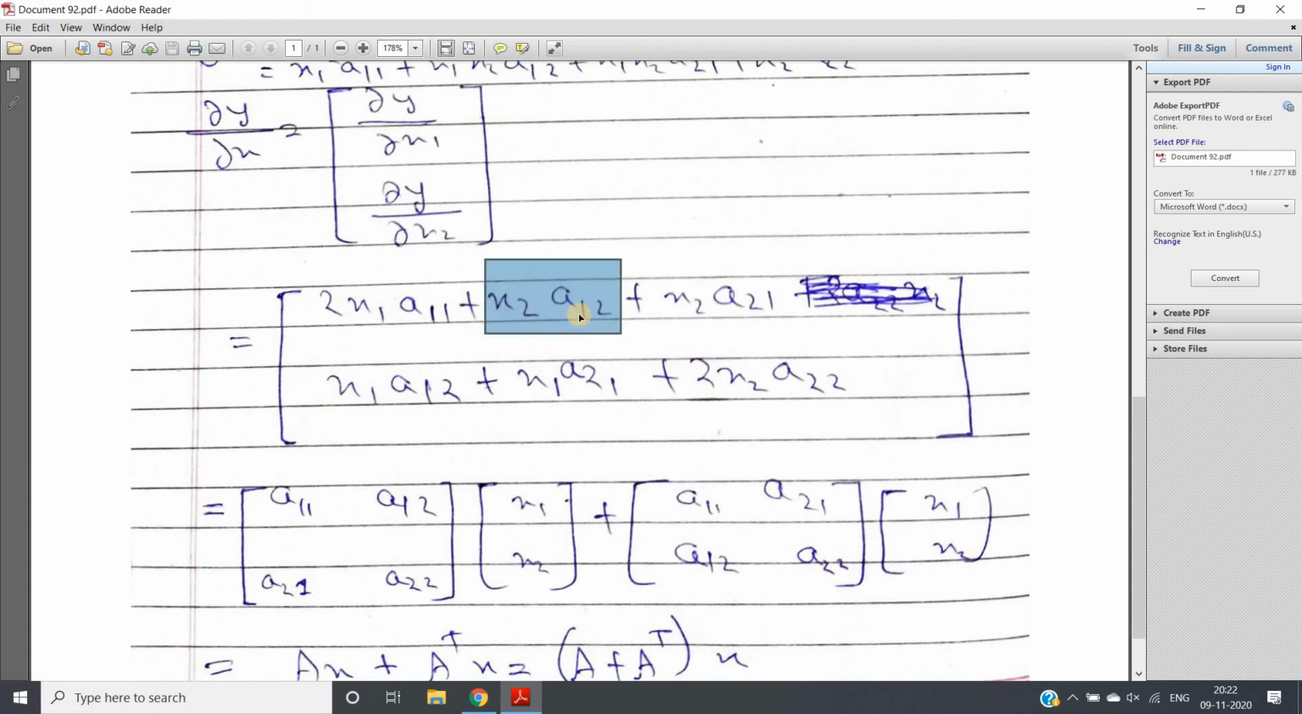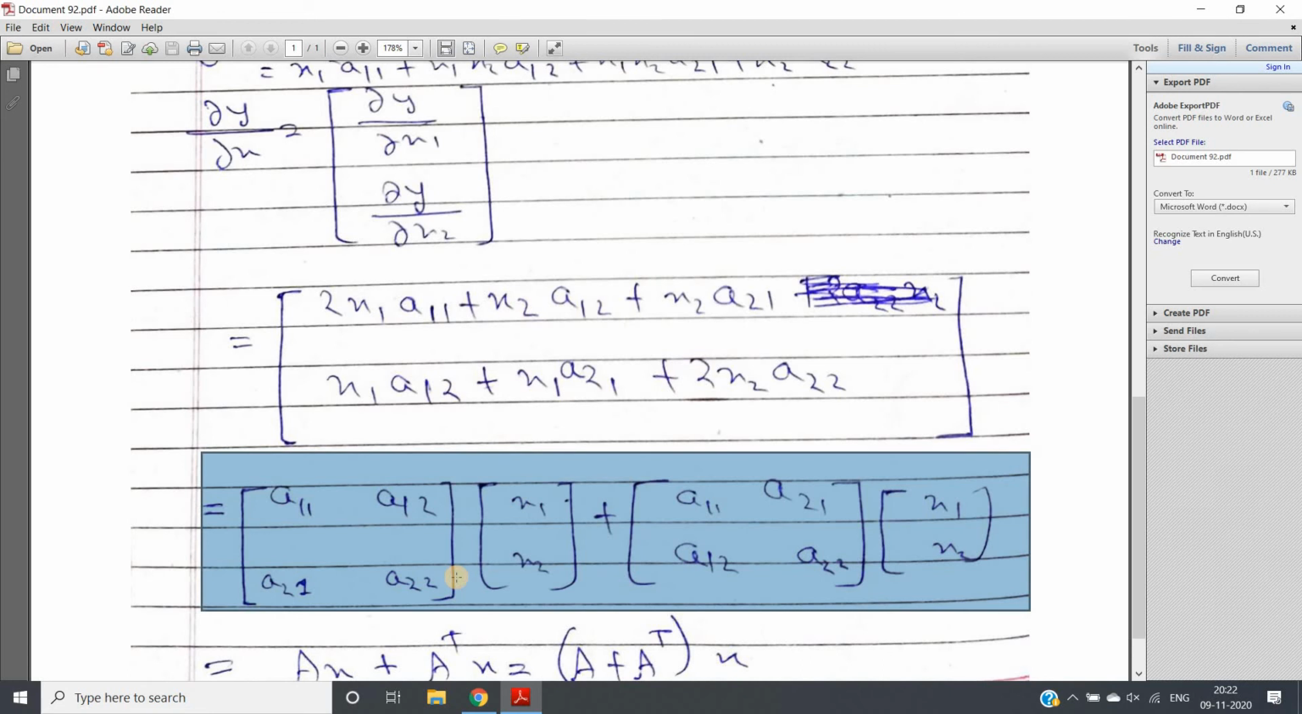This term x2 a12, how are we getting it? a12 multiplied by x2. This term, how will we get it? x2 a21, simply a21 into x2. The second one also we can easily get. So our rearrangement is correct, right?